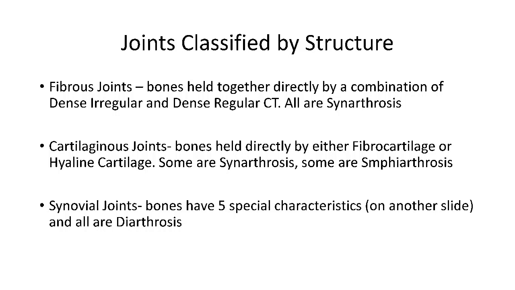Cartilaginous joints are held directly together by either fibrocartilage or hyaline cartilage. Some are synarthrosis, some are amphiarthrosis, and I realize I have an S that should be an A, so it is an amphiarthrosis. Synovial joints, each synovial joint has 5 special characteristics, which is on another slide, and all synovial joints are diarthroses, so that's an A.